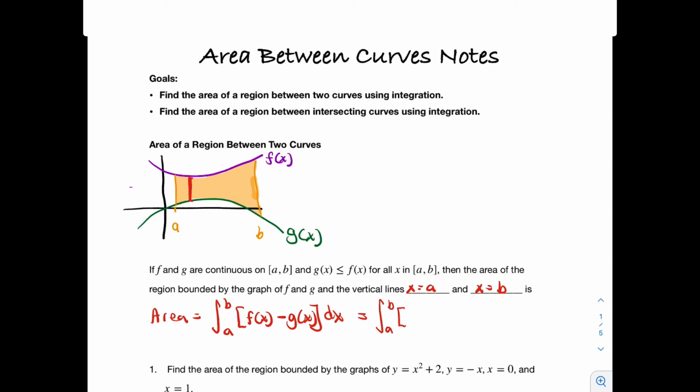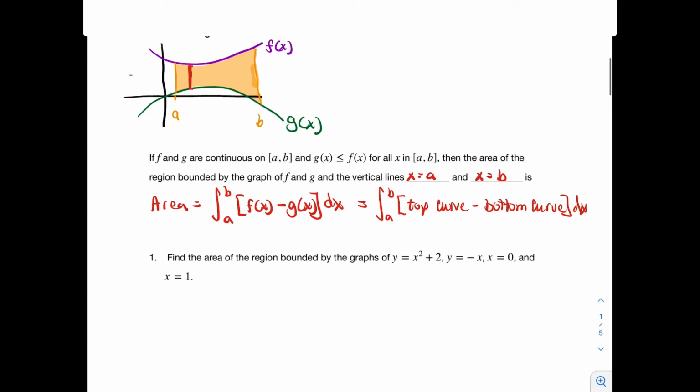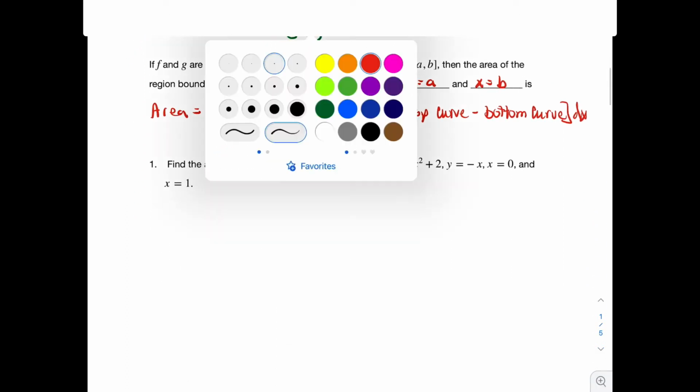So a better way to remember this is the integral from a to b of the top curve minus the bottom curve, dx, is the area between two curves. So that's our basic formula we're going to be using in most of this section. So let's do our first example.